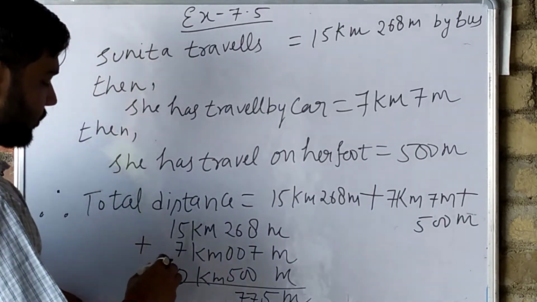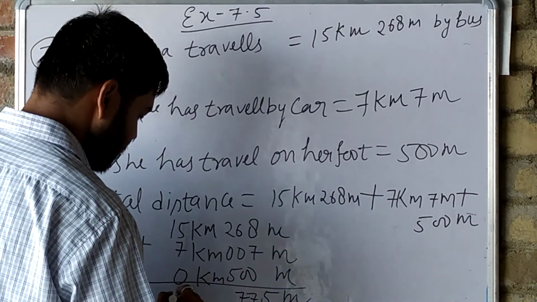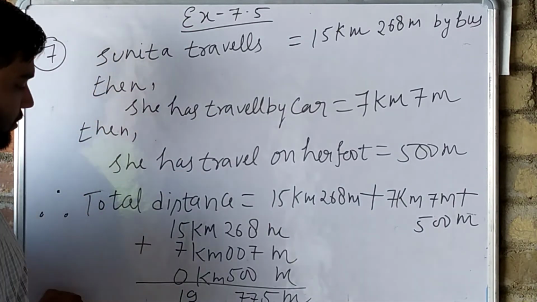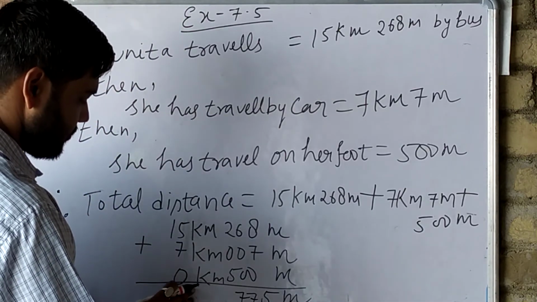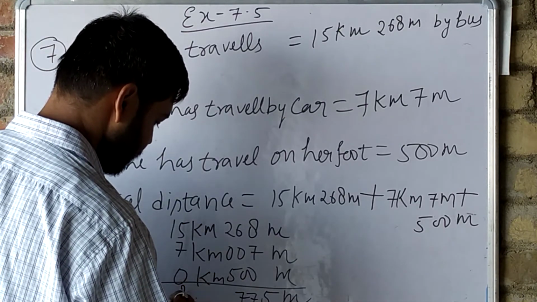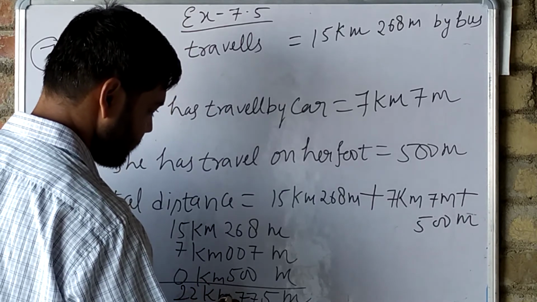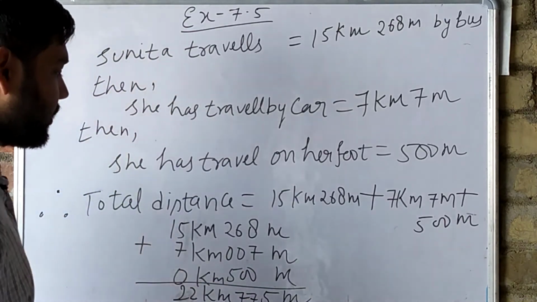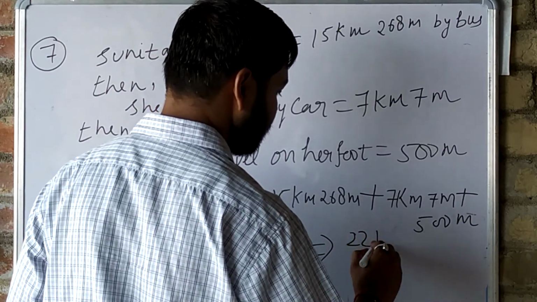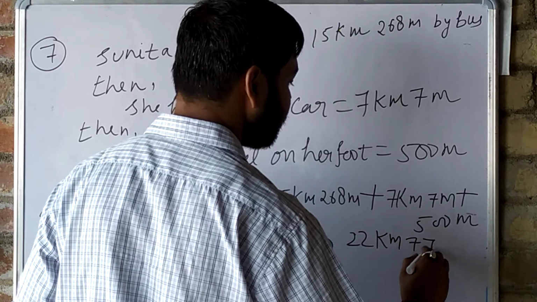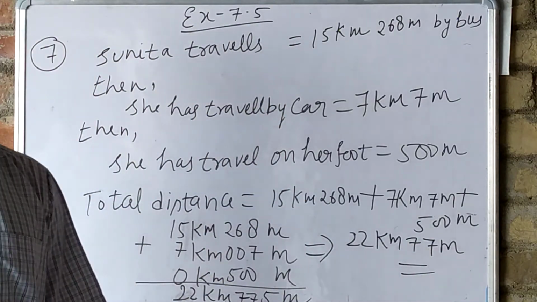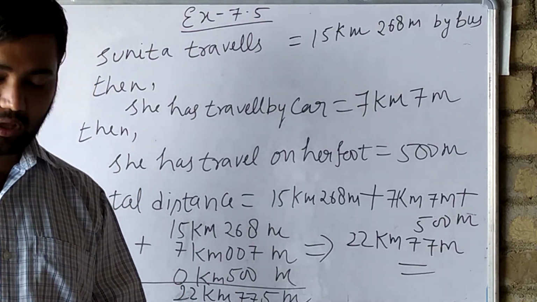And here 15 plus 7, that means 22 kilometer. Okay, 22 kilometer and 775 meter distance. 22 kilometer and 775 meter distance she has to cover to reach her school from the home.